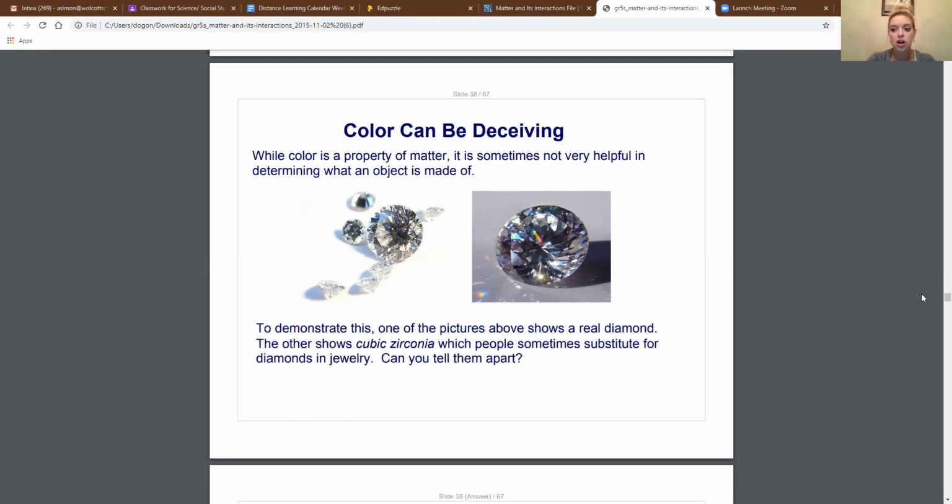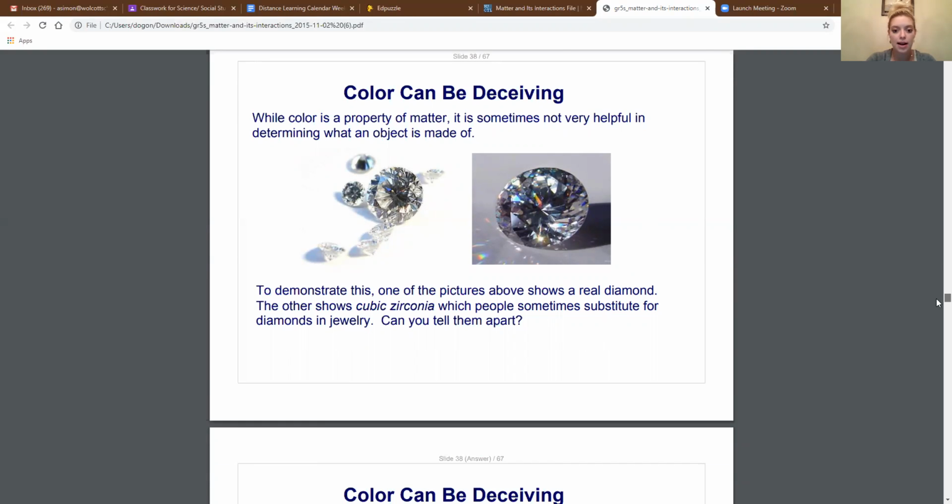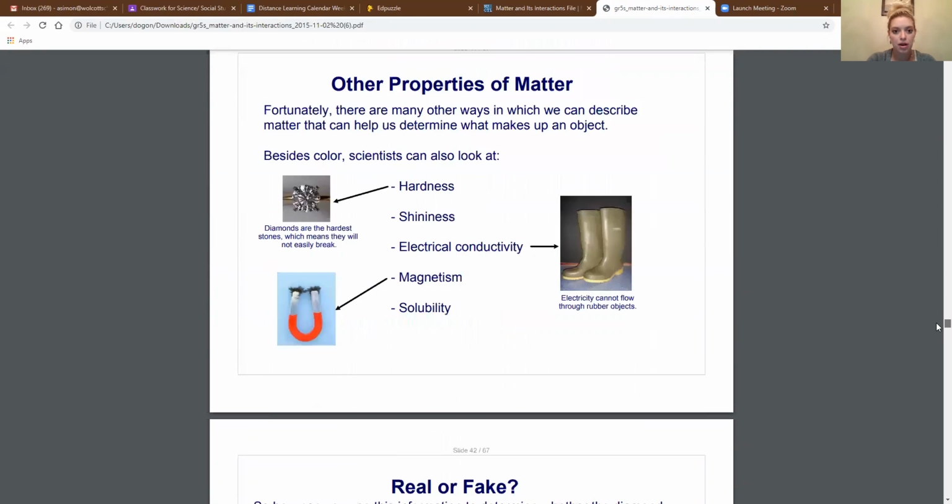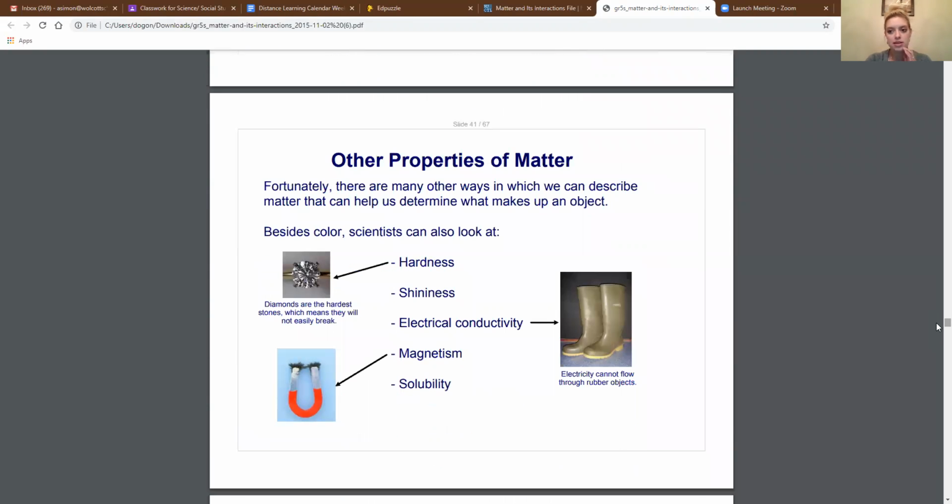So scientists have to use other physical properties to determine some types of matter. And those other properties are what we're going to talk about today, these other properties of matter.